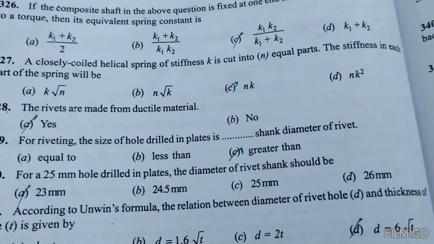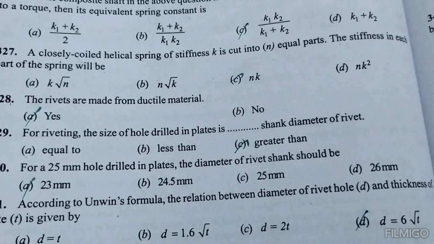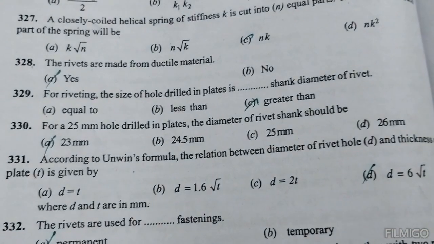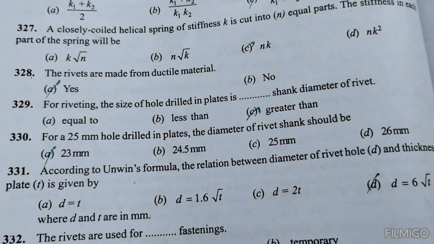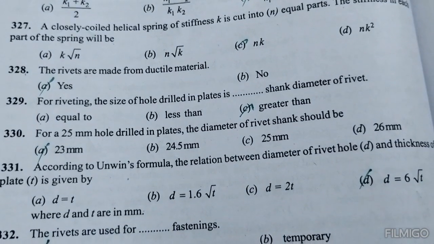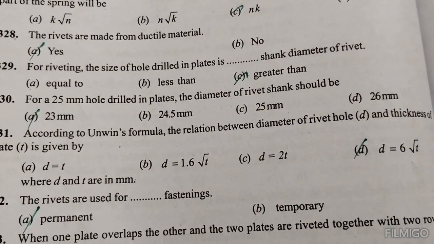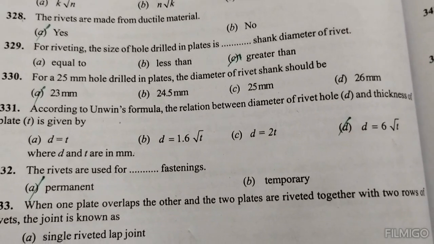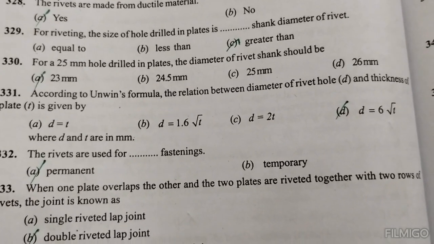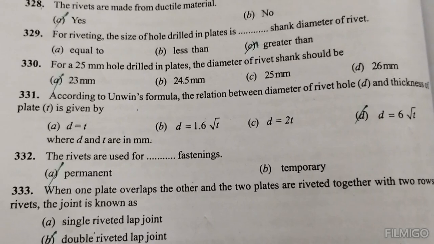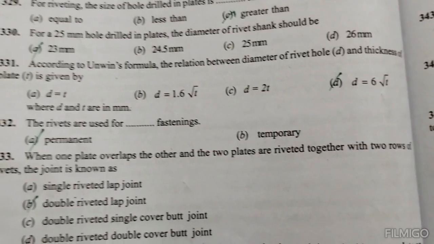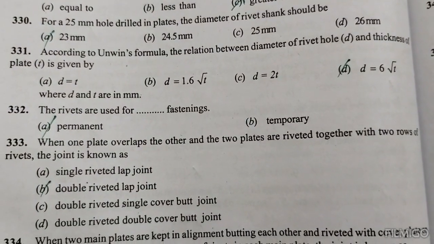the stiffness of each part of the spring will be NK. The rivets are made from a ductile metal. For riveting, the size of the hole drilled in a plate is greater than the shank diameter of the rivet. For a 25 mm hole drilled in a plate, the rivet shank diameter should be 23 mm. According to Unwin's formula, the relation between the diameter of rivet hole and thickness of plate is given by d equals 6 root t. Rivets are used for fastenings that are permanent.